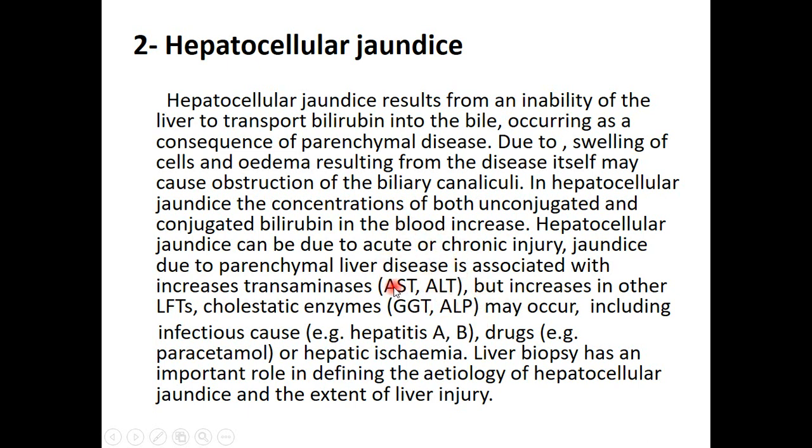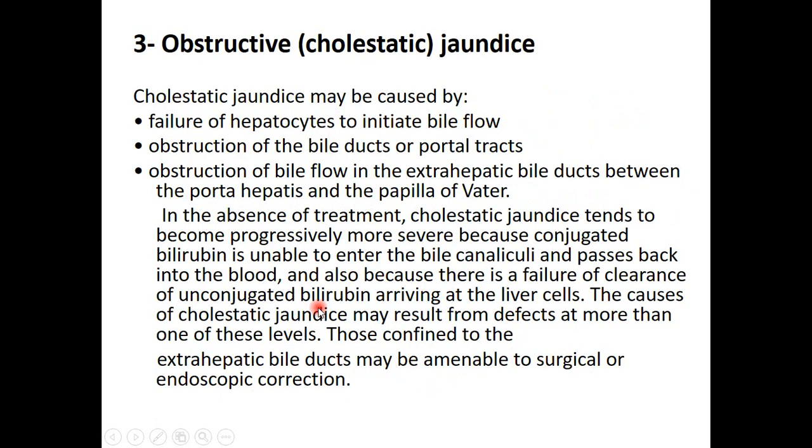liver enzymes. So high liver enzymes with high total serum bilirubin. This mainly occurs in hepatitis. The hepatitis may be viral hepatitis, for example hepatitis A or B, or drug-induced hepatitis, or ischemic hepatitis. And here liver biopsy has an important role in defining the etiology of hepatocellular jaundice and the extent of liver injury.